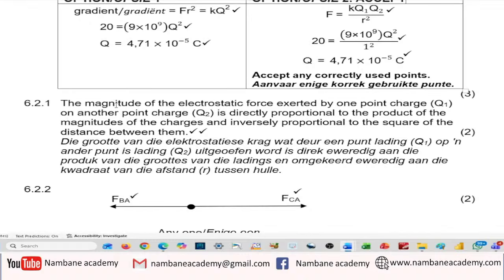But then the law says: the magnitude of the electrostatic force exerted by 1-point charge on another point charge is directly proportional to the product of the magnitude of the charges and inversely proportional to the square of the distance between them. Like I indicated, colleagues, here we will have a note saying if any of the underlined words is omitted in correct context, then you can have 1 out of 2. We will include that in the final memo. So here it can be 2 or 0. Okay. Then the next question.